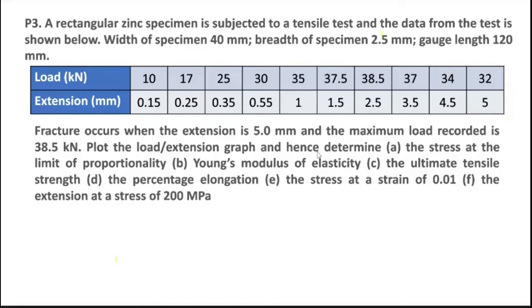plot for this. You have to identify what is the stress at the limit of proportionality, which means within the elastic limit, what is the stress developed. You have to identify the Young's modulus for the material, the ultimate strength for the material, the percentage of elongation, and the stress at a strain of 0.01. So when your strain is 0.01, you have to find out what your stress is. Similarly, the extension if the stress is 200 megapascal. This is what the entire problem is, right?